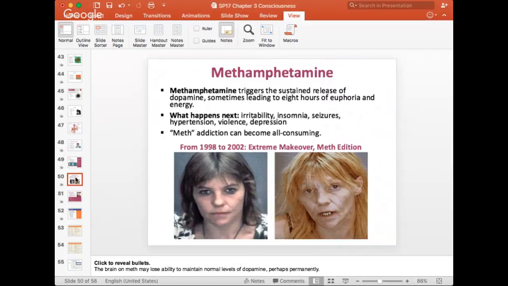So besides the psychological irritability, crash, and depression feelings that it does to you, physically what meth does to you compounds, I think, every drug that we're going to talk about today. So it's bad.